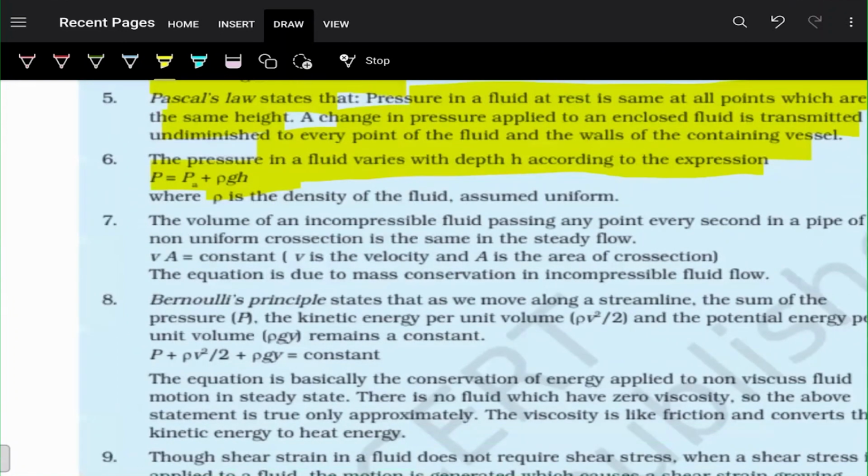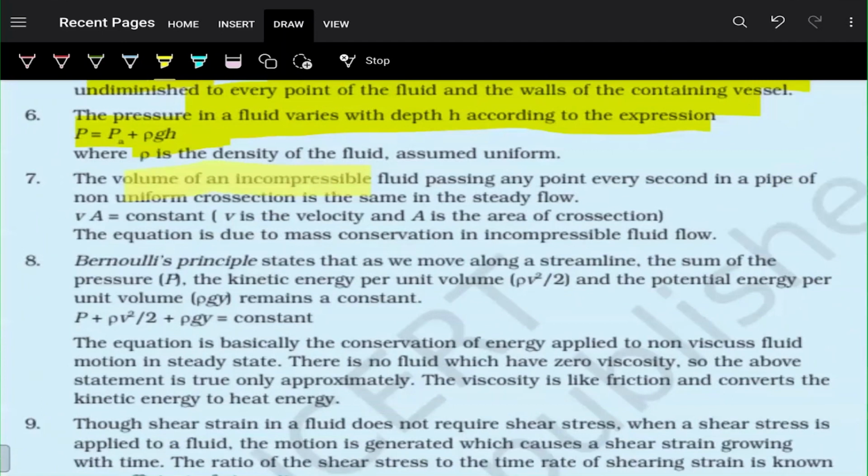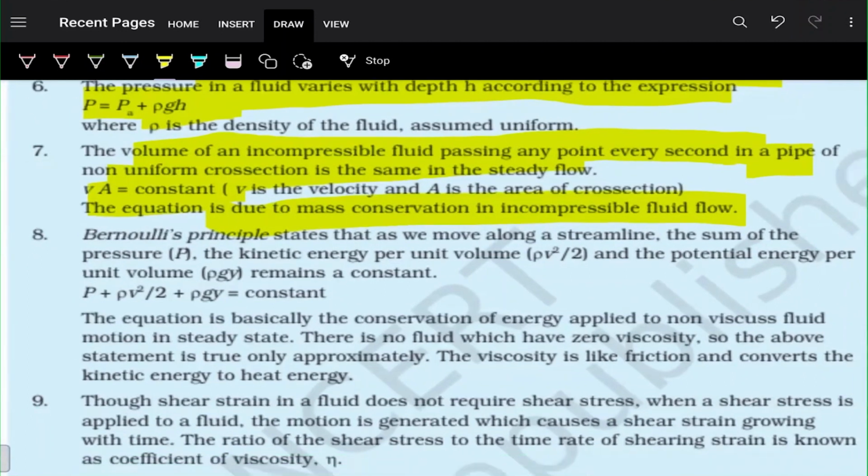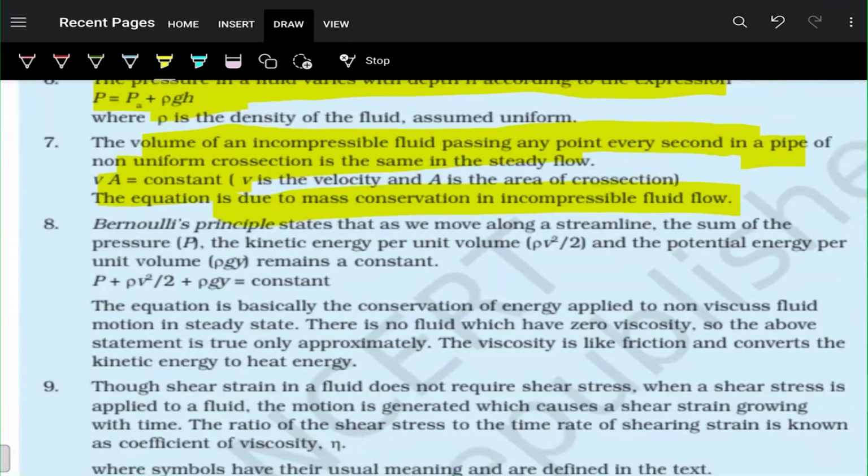The volume of an incompressible fluid passing at any point every second in a pipe of non-uniform cross-section, what is it? Velocity into area will be a constant. This equation is due to mass conservation in incompressible fluid flow. Correct. You have studied the equation of continuity, right? Velocity into area is a constant. Equation of continuity.